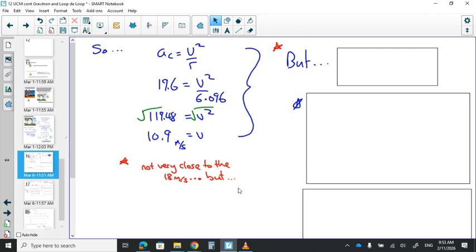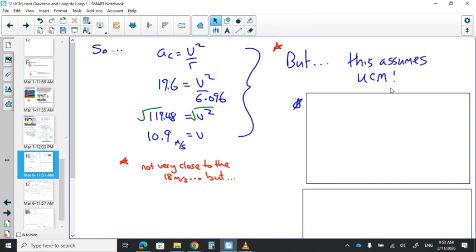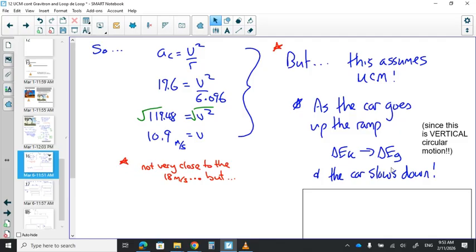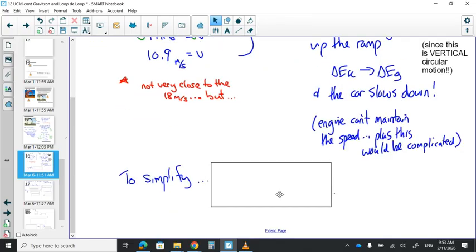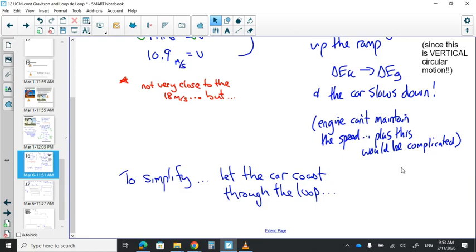So we have 10.9 was what I got at first. And I was like, man, that's not very close to 18, but something to consider here: this assumes uniform circular motion. When the car is going up the ramp, it's going to be slowing down a lot, right? So we're going to have to come in with some extra speed so that we end up with that minimum. So we're going to simplify this. We're going to let the car coast through the ramp. We're not factoring in engine contributions to the energy.